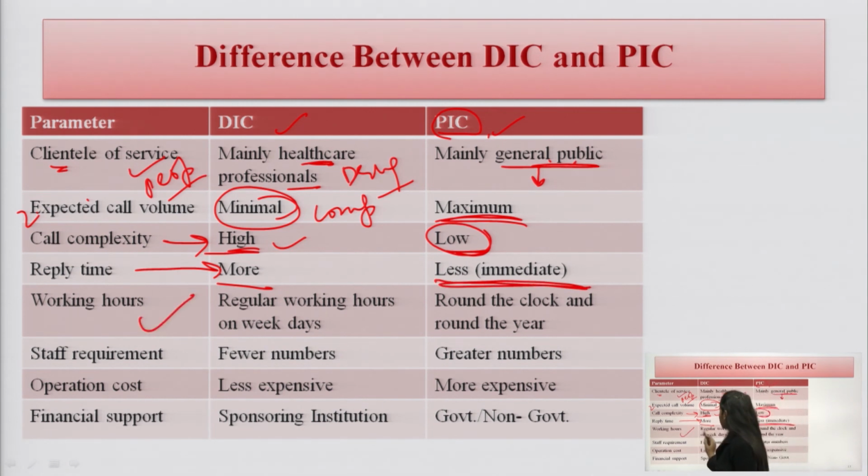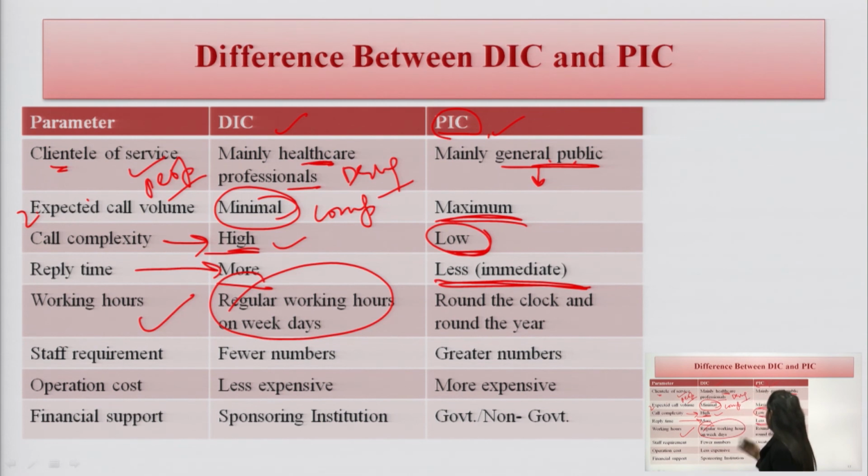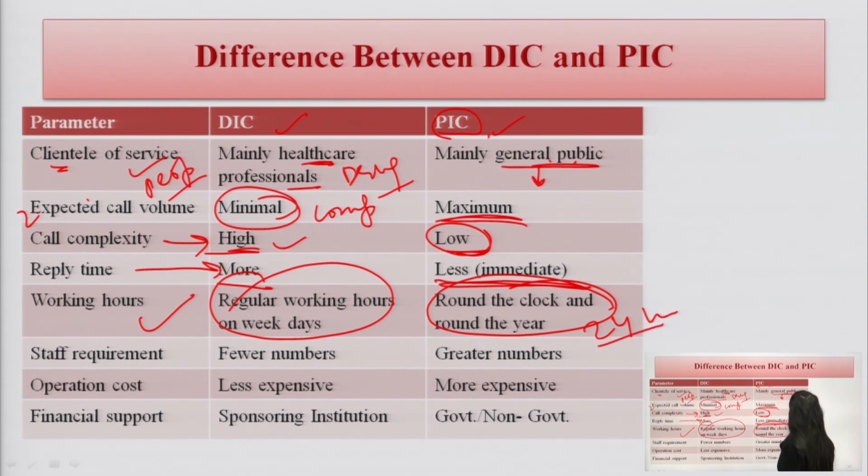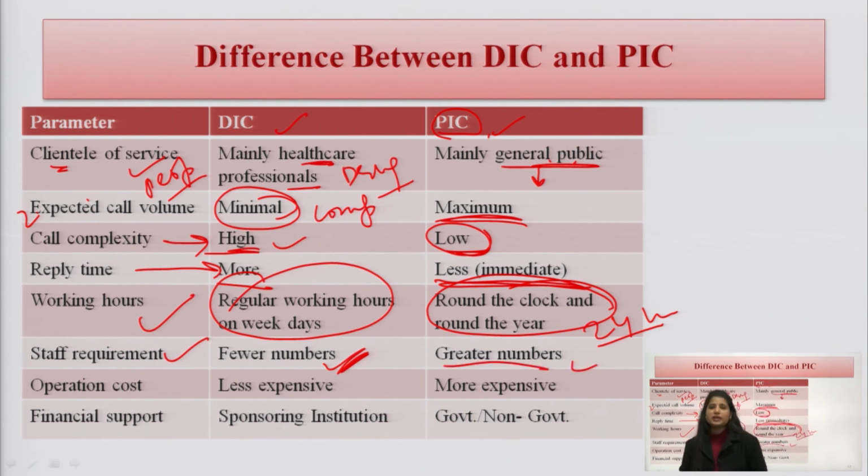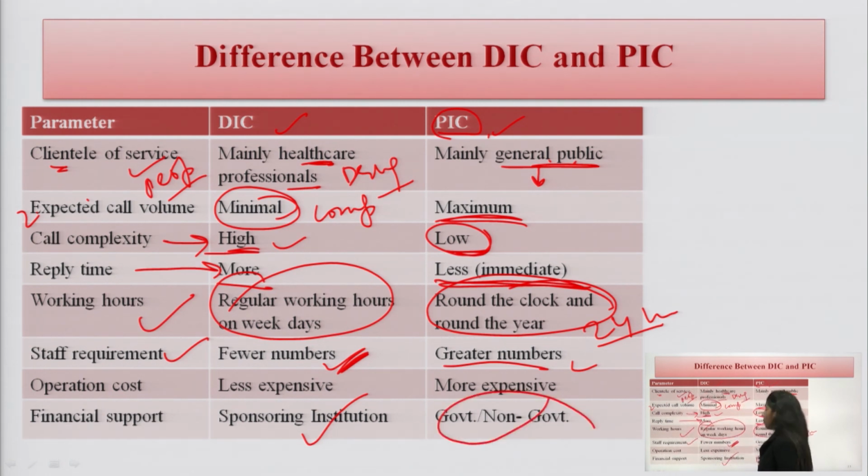The working hours for the DIC are regular working days, whereas the PIC works the whole 24 hours and all year. Staff requirement is less for the DIC, whereas for the PIC the staff requirement is greater. Financial support: the DIC is sponsored by some institution, whereas the Poison Information Center is sponsored by the government or a non-government authority. So this is the basic difference.